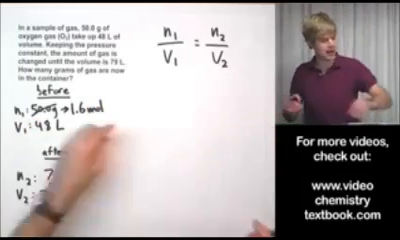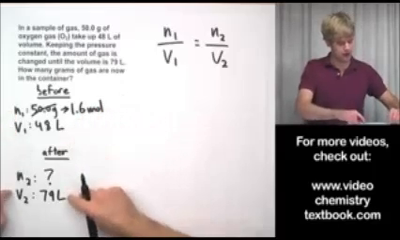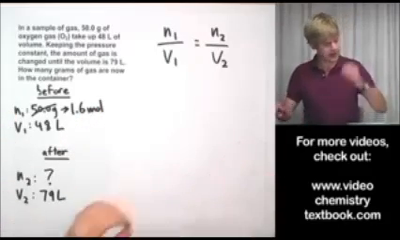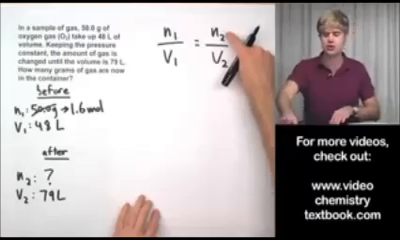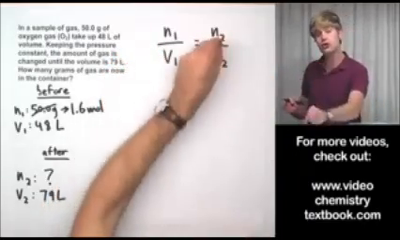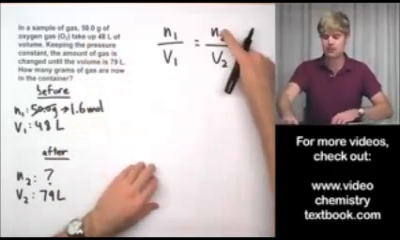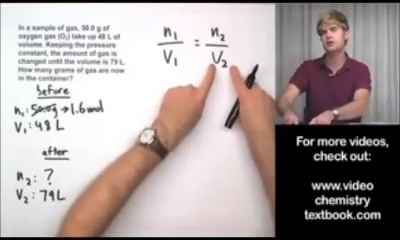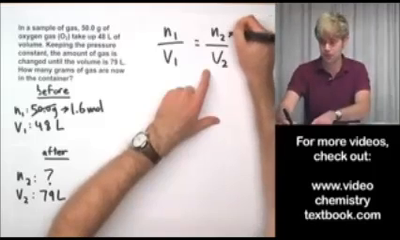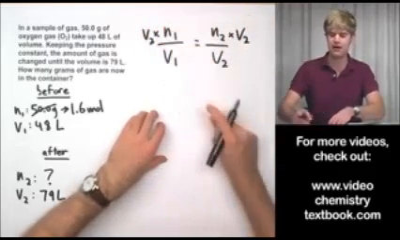Now, I got my N's in moles. Well, I got one of my N's in moles. I got both my volumes in liters, which is the same unit, and now I'm ready to go. So it's going to be N2 that I want to solve for. I want to rearrange the equation to get N2 by itself on one side of the equation. So to get N2 by itself, I want to get rid of the V2 that's in the denominator right now. So I'm going to multiply both sides of the equation by V2.